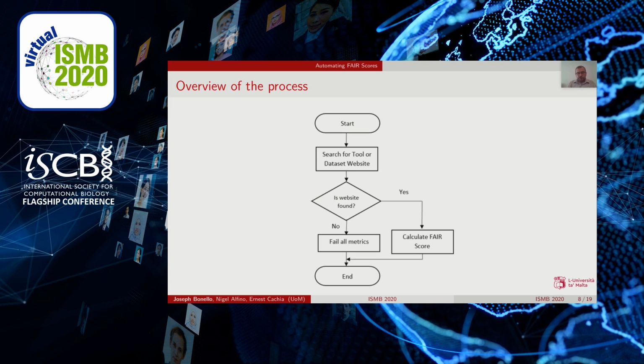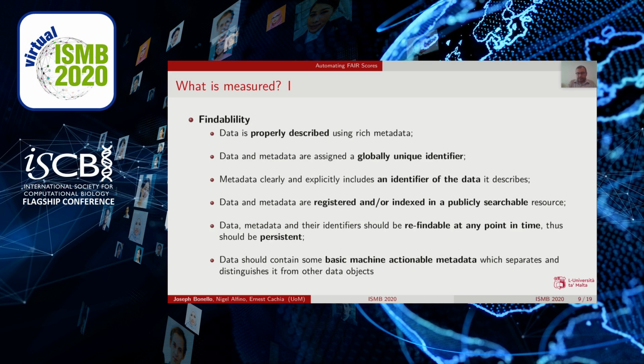An overview of the process is, the tool does an internet search, essentially for the tool or the data set. If a website is found, then it starts calculating the FAIR score. So it looks at the website, finds information that it needs, and it generates a score accordingly. If the website is not found, obviously it cannot find information about the dataset or the resource, and the metrics are all failed.